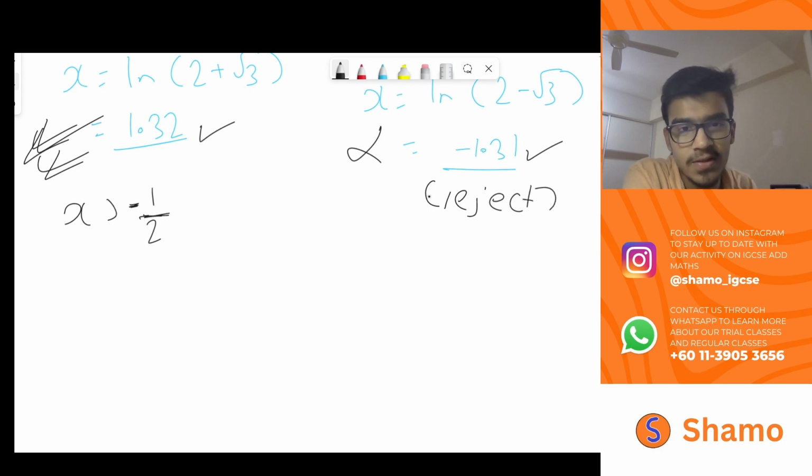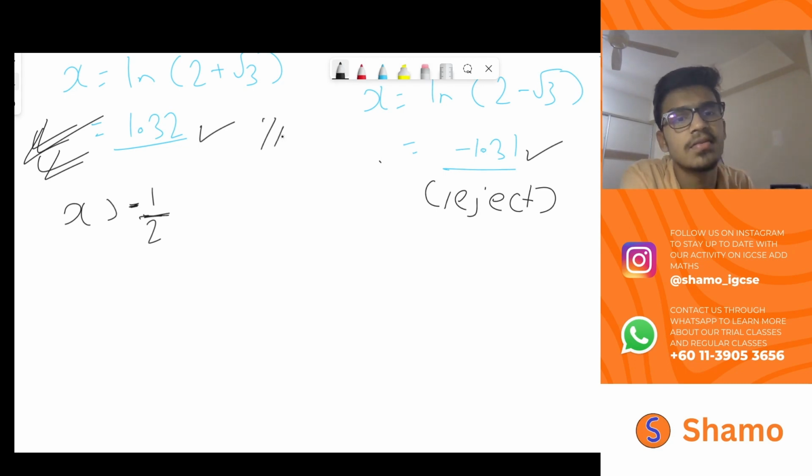Okay, please don't put this sign in the exam. You don't mark your own paper. Okay, so x is equal to 1.32 and x is not equal to negative 1.31. So we have just one answer in this case.